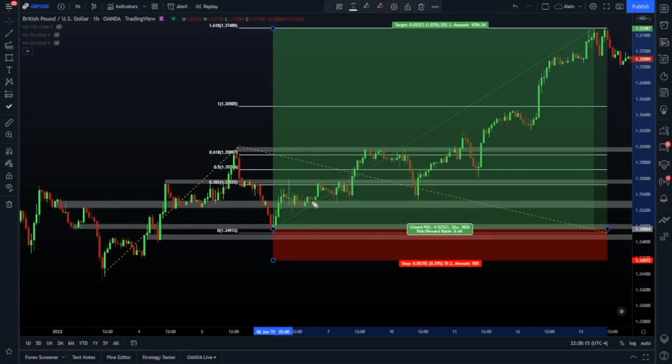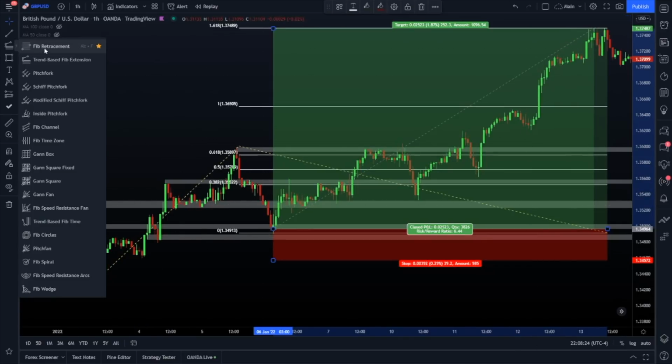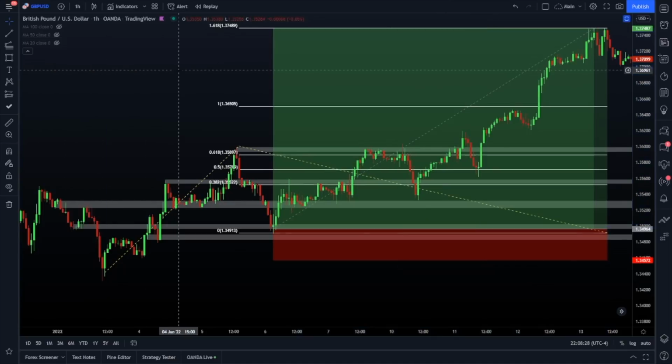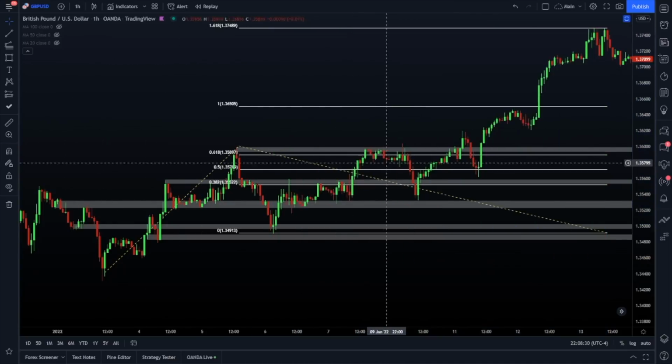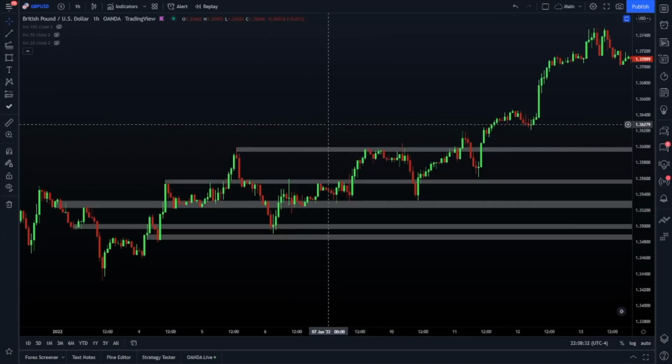And all we did was we bought a pullback and we anticipated potential extension levels using the fib extensions and the fib retracements. So again, let's recap. We use the fib retracement for entries. We use the fib extensions for targets. And so again, it happens a lot. So let's clear and let's look at what happens next.